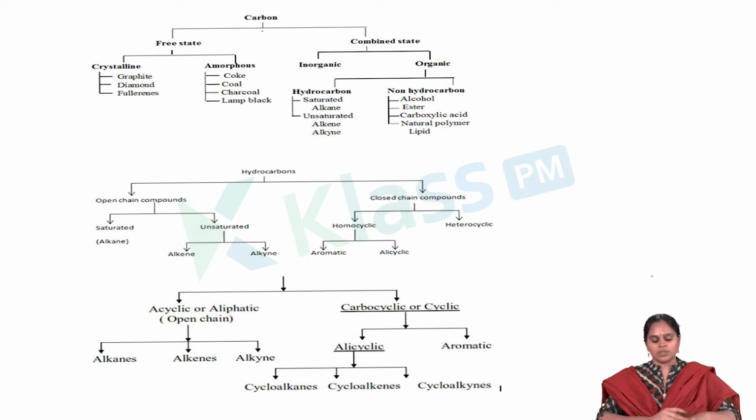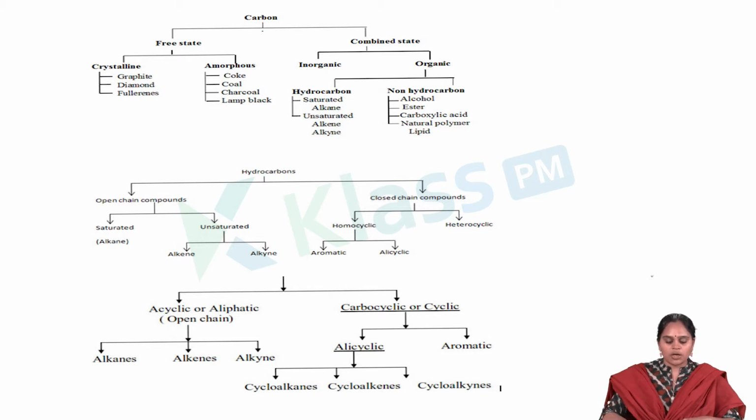All these are amorphous. Now we have seen the free state, that may be graphite, diamond and fullerenes, and amorphous like coke, coal, all these things. Coming to the combined state, it can be available as organic and inorganic. Organic means living organisms participate in the organic matter, and non-living things participate in the inorganic matter. Coming to organic compounds, hydrocarbons are there, non-hydrocarbons are there. Hydrocarbons means hydrogen and carbon will be there. Non-hydrocarbons means except hydrogen, other groups are added to the carbon.